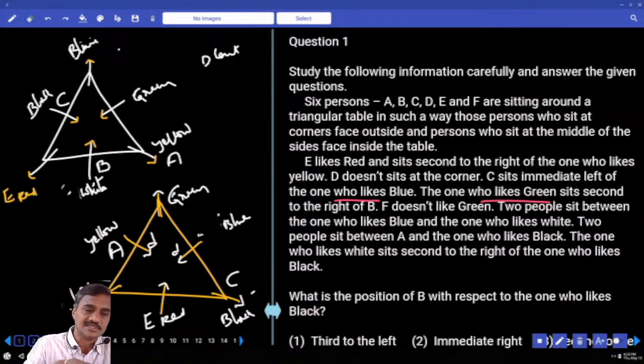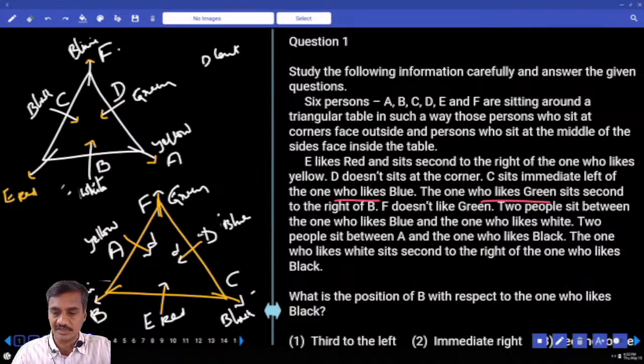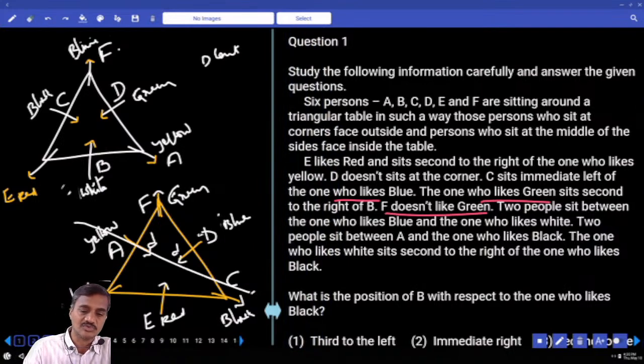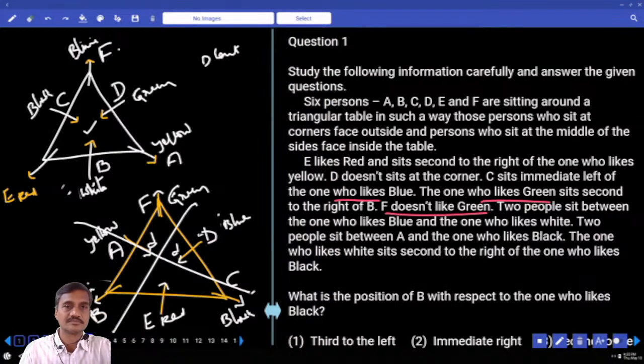And D is at the center. Now D is at the center, D must be here. Hence now we are left with one more person. Who is that person here? F is the person left. Now F is blue color, now F is green color. F does not like green color. That means the second case is ruled out. Now we are left with only the first.